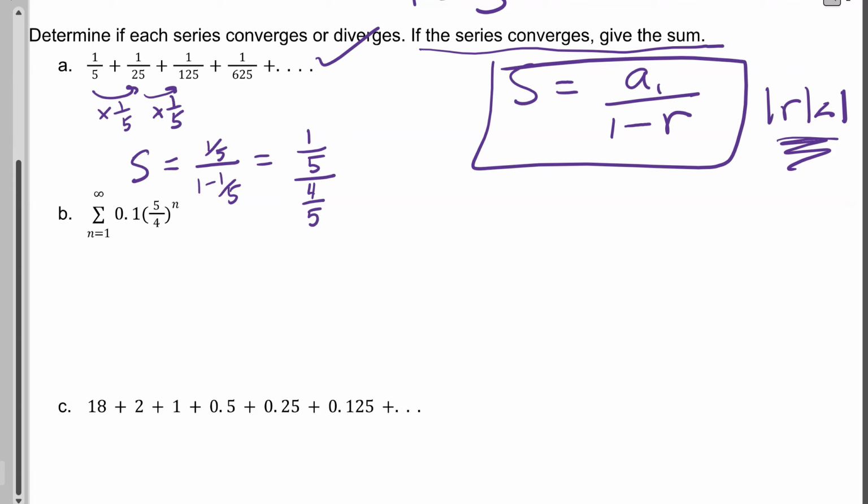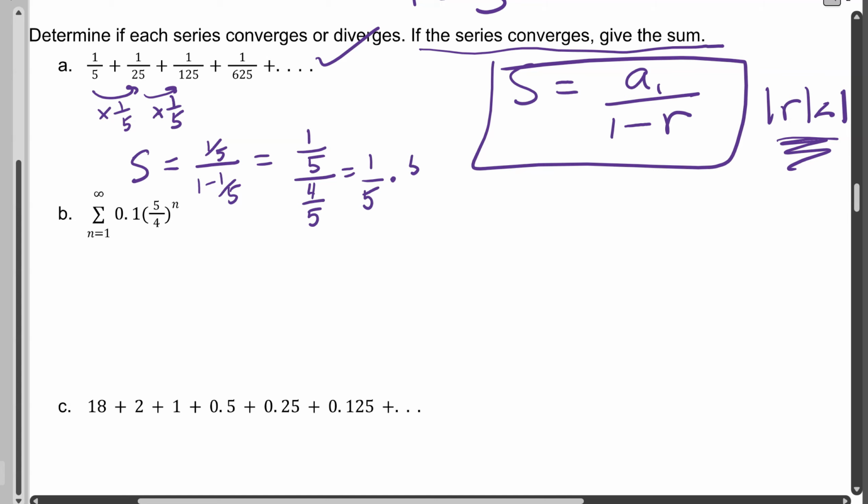4/5. And if I'm dividing two fractions, right, I can multiply by the reciprocal, so I could change this to 1/5 times 5 over 4. The 5s would reduce to 1, and I would just be left with 1/4 or 0.25. Yes, you can plug it into your calculator, but it's always nice to remember how those fraction rules work.